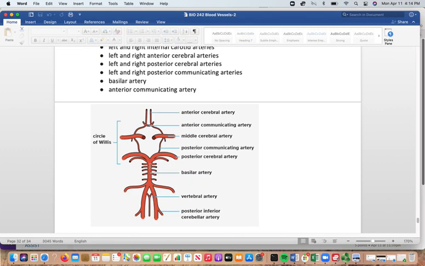So you can see here the basilar artery. This is going to be the vertebral artery, posterior, inferior. Here you can see where you've got these communicating arteries, anterior and posterior communicating arteries. So this here forms a circle.